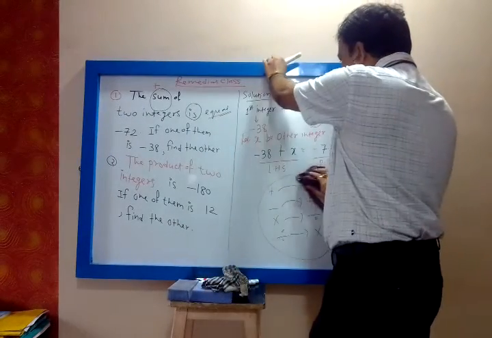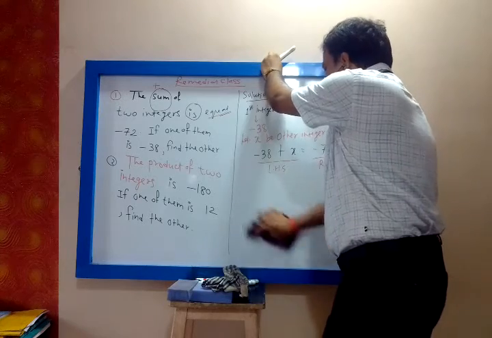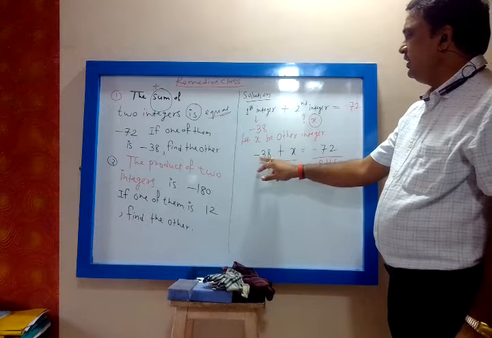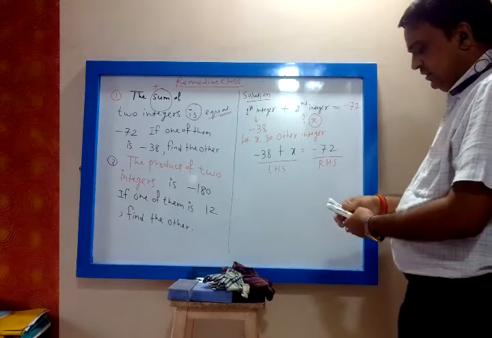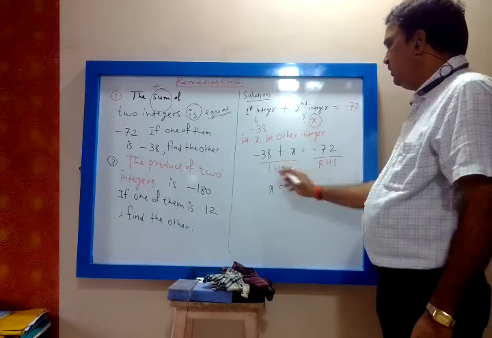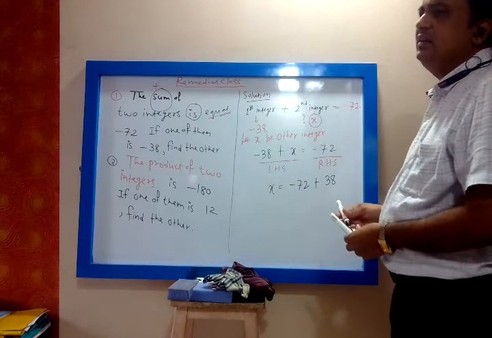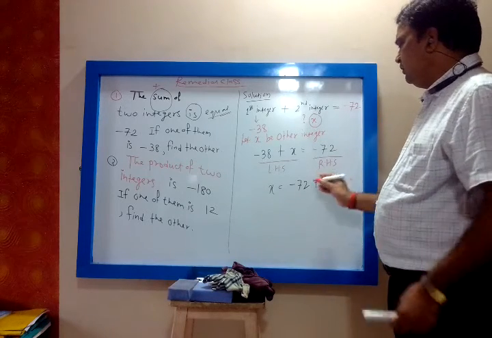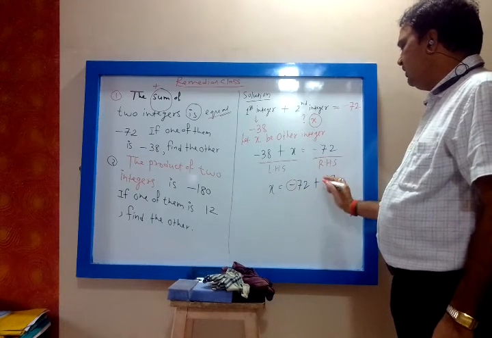So now, if you see, it is minus 38 on the left hand side. When I take minus 38 to the right hand side, it will become plus 38. So you will get x is equal to minus 72 plus 38. Now we want to simplify this. What is the sign of 72? Minus sign. What is the sign of 38?